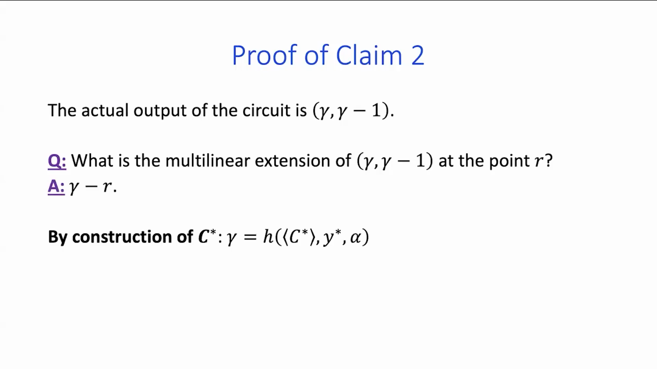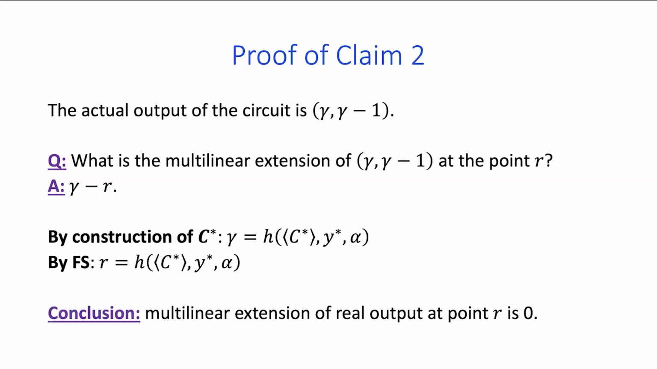But notice, just by construction, when we built our circuit C star, gamma was computed this way. But r, by Fiat-Shamir, how do you compute r? You hash the stuff you saw before. Guess what? It was designed to be exactly the same. So what this means is that the actual output of the circuit is not 0, 0. But if you evaluate its multilinear extension at the point r, you're going to see a 0.